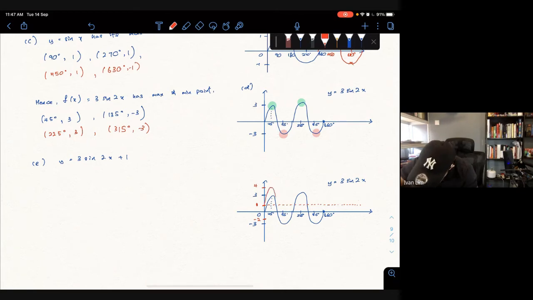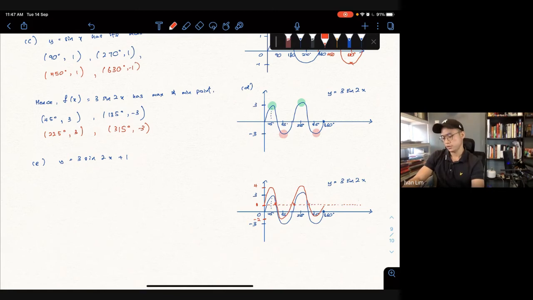Up, down, up, down, up, like this. Okay, not the nicest, but it should intersect. Okay. So now my whole graph is shifted up by 1. This is y equals to 1.